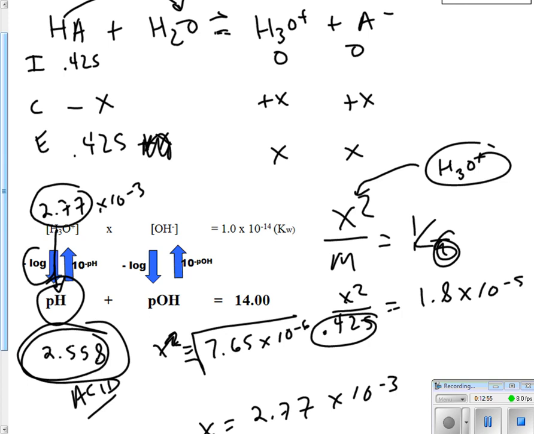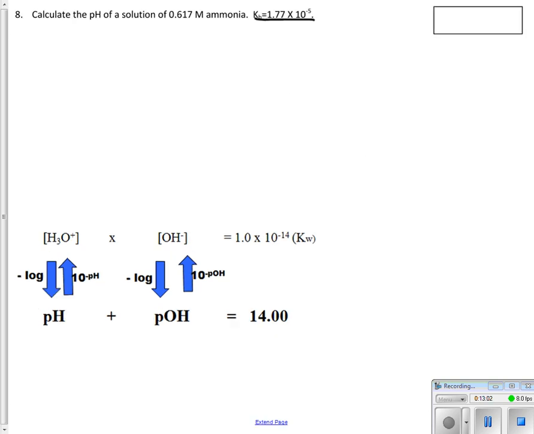That's all you're doing. If you're given Ka or Kb, look right here, I'm giving Kb. I'm going to skip the ice table. I'm just going to get right down to business. x squared over 0.617 is equal to 1.77 times 10 to the negative fifth. So the first thing I have to do is take 0.617 times 1.77 e negative fifth. When I get that, I'm going to get 1.09 times 10 to the negative fifth is equal to x squared.